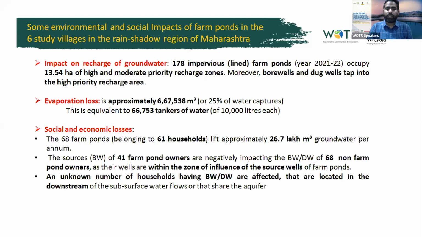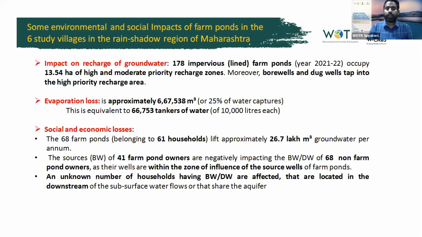The second impact is on the evaporation loss, which we have calculated to be approximately 6.67 lakh meter cube for these 68 farm ponds. If we convert this, it comes to a significant number of 66.7 thousand tankers of water of 10,000 liter capacity each.